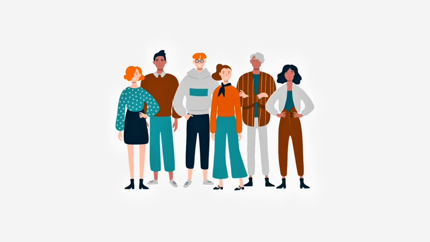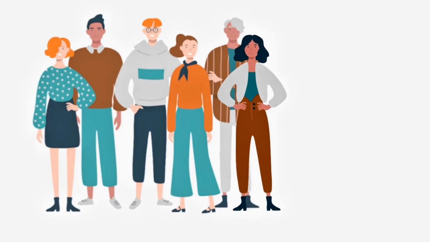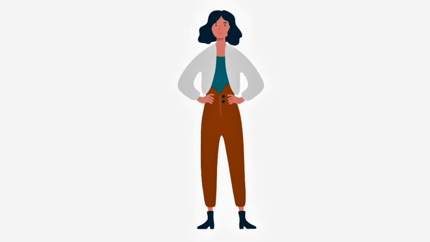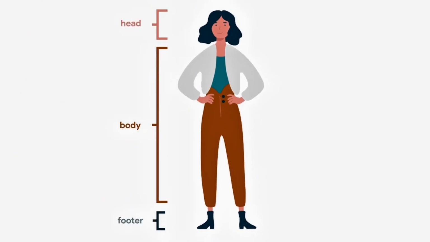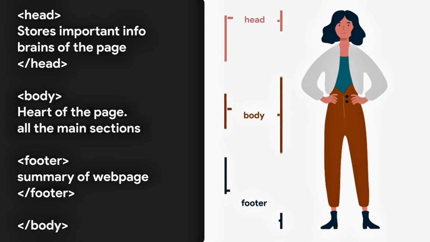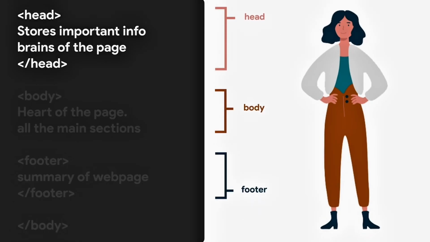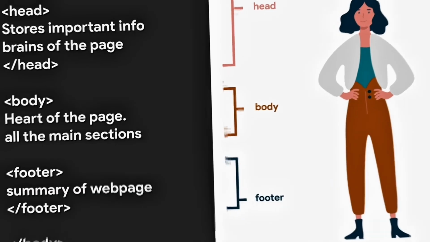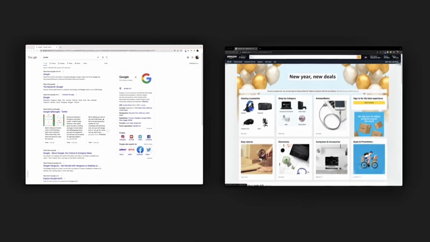While all people are different, structurally they share many similarities. They store important information in their head. They have a body and feet. Likewise, a website also has a head located at the top of the HTML document, followed by a body and feet or footer. So how does this affect the design or layout of our site? Well, let's take a look at a couple of examples.